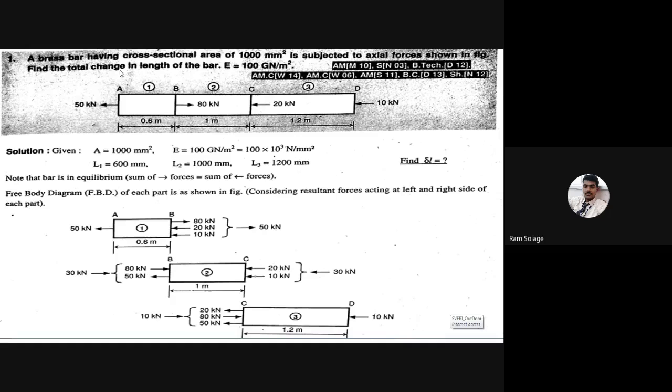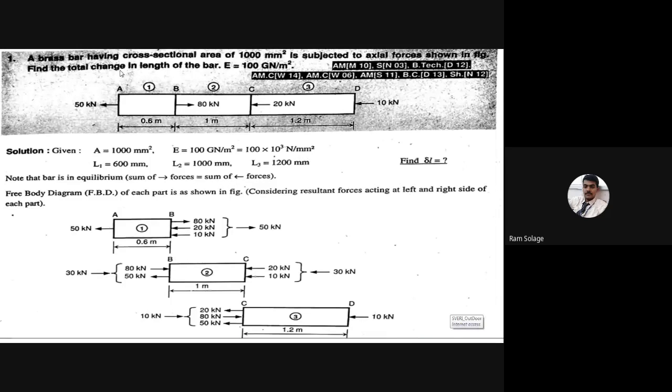Find the total change in length. Find total change in length of the bar. Capital E is equal to 100 giganewton per meter square. Draw the diagram. In the problem itself, the figures are given.